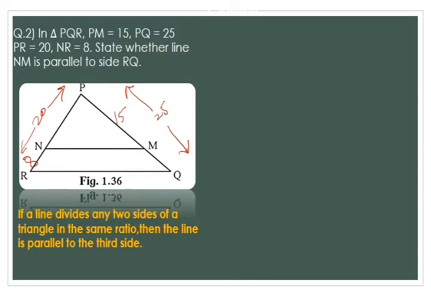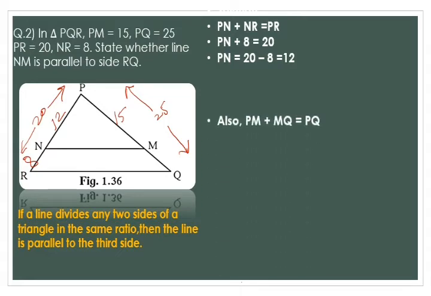So first concentrate on the left side, that is PNR. So PN plus NR is equal to PR. Now to find out the value of PN, we will substitute the remaining values, that is PN plus 8 is equal to 20. So 20 minus 8 will be 12. So PN is equal to 12.